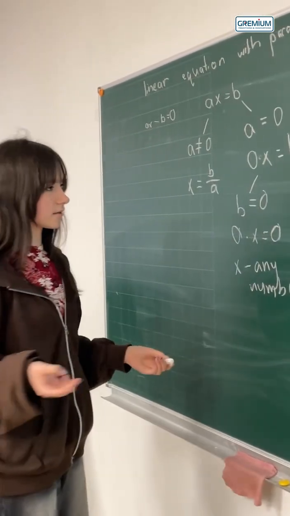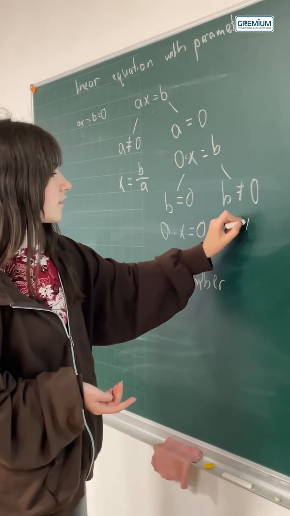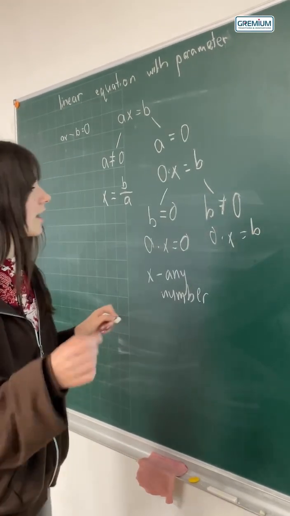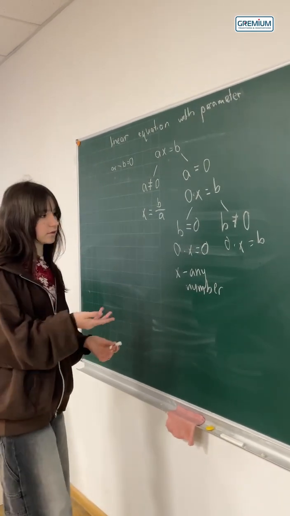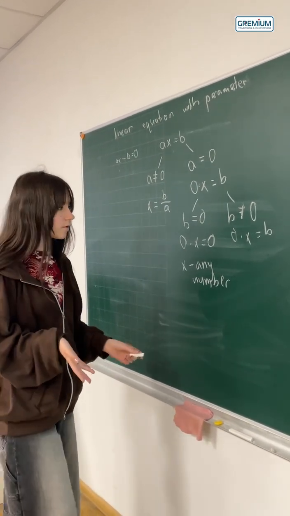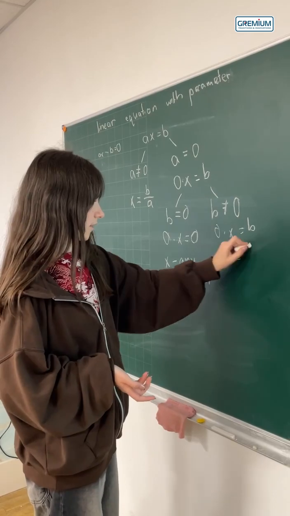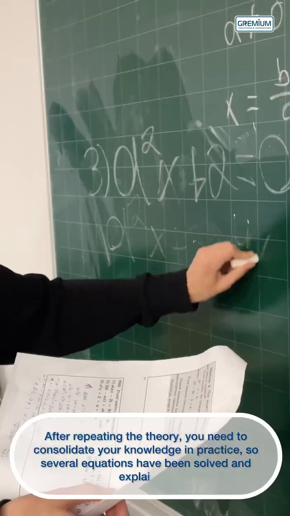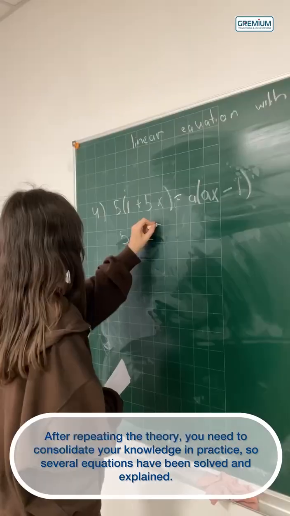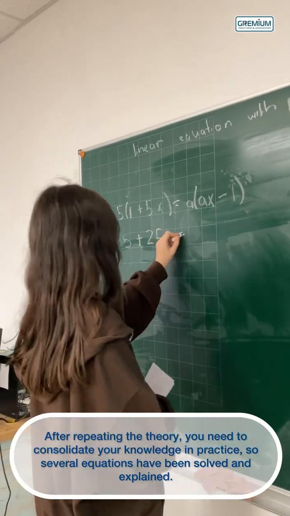And when b doesn't equal 0, then we have 0 times x equals b, and it's not possible because 0 times any number is going to be 0, so we have an empty set. After repeating the theory, you need to consolidate your knowledge in practice, so several equations have been solved and explained.